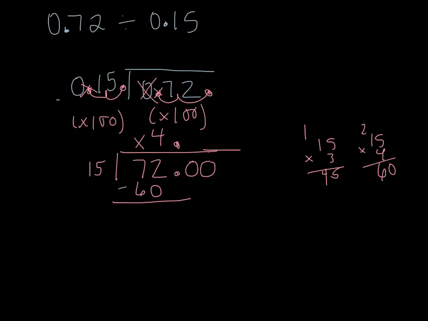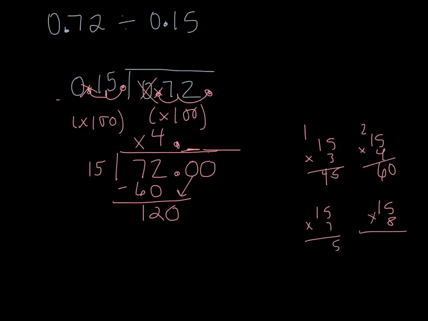4 times 15 is 60. When I subtract, I get 12. After I subtract, I bring down the next number. Now, this 0 came from behind the decimal, which means that my next answer should go behind the decimal. So I need to see how many times 15 can go into 120. So I'm going to jump up a couple numbers here. I'm going to try 15 times 7 and 15 times 8.